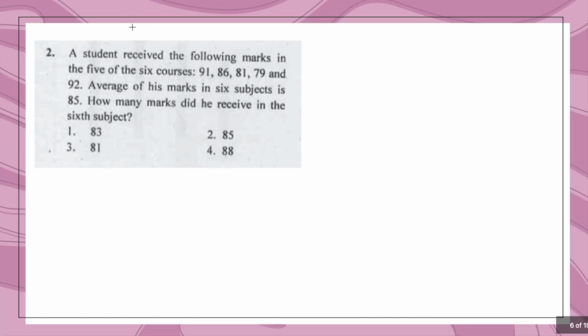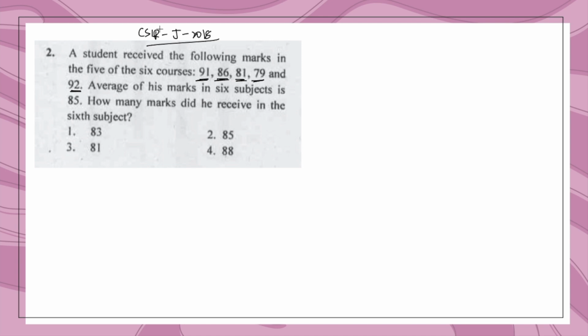This was a question which was asked in CSIR June 2018. The question says that a student received the following marks in 5 of his 6 courses: 91, 86, 81, 79 and 92. The average of his marks in 6 subjects is 85. How many marks did he receive in the 6th subject?